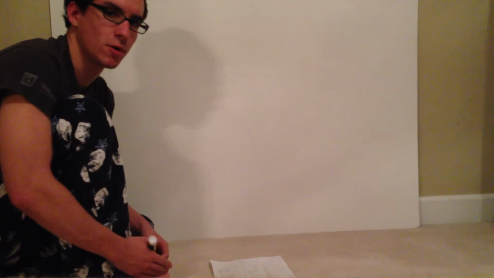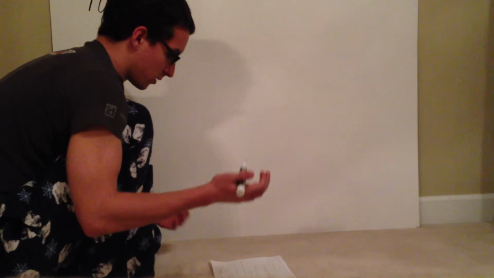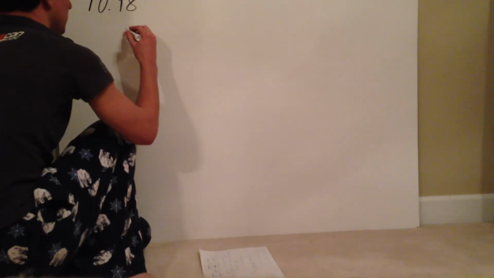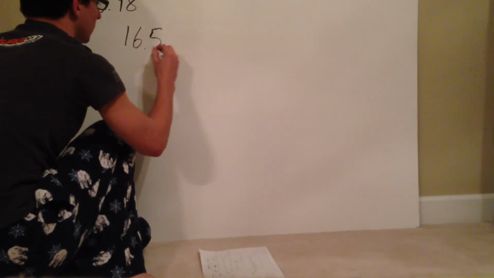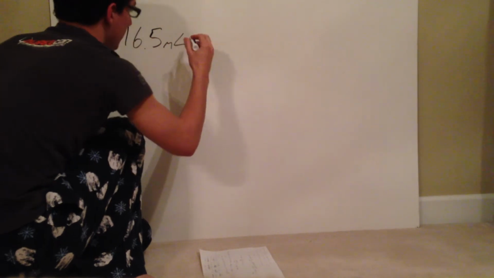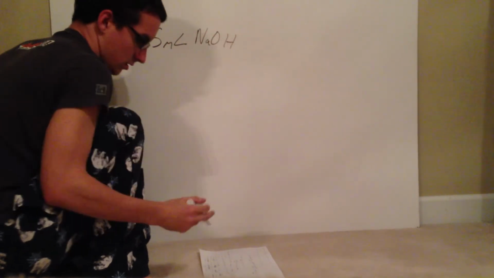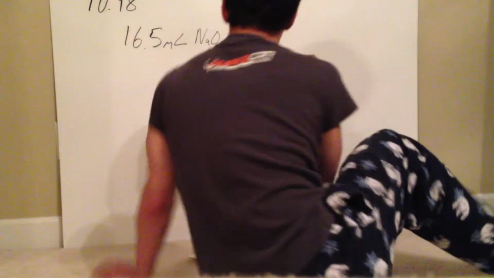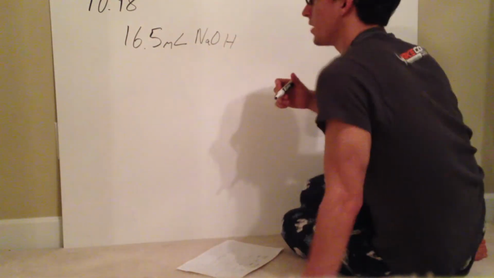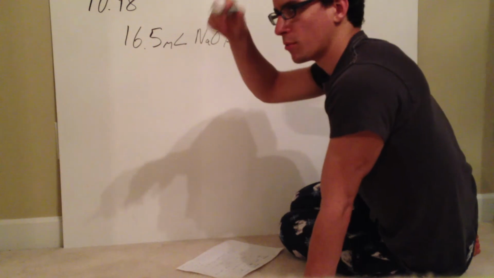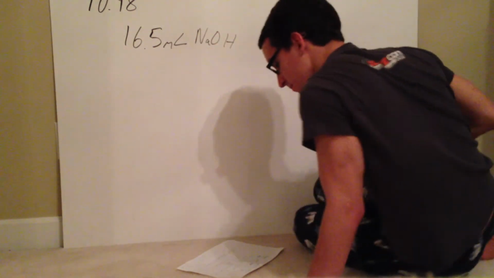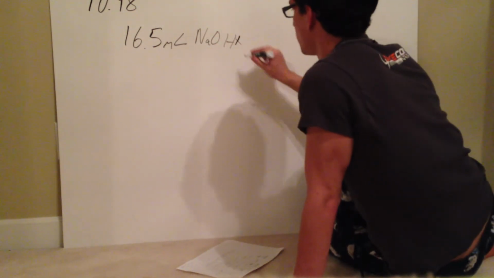Okay, so this is just like what we did in the last video, actually. We're going to start off with our milliliters. So it'll be 16.5 milliliters of NaOH. Then we're going to convert that into liters, because we have to do that for molarity, which, as we all know, is moles over liters.